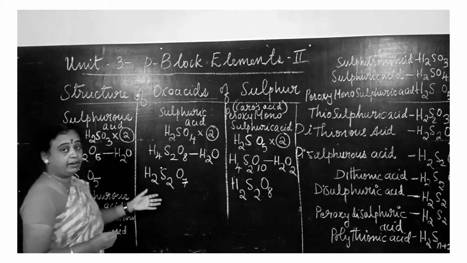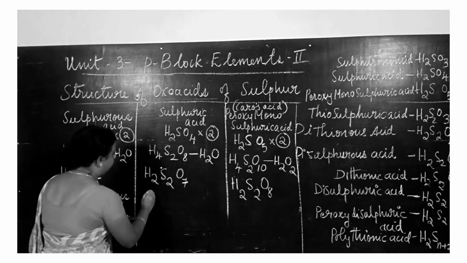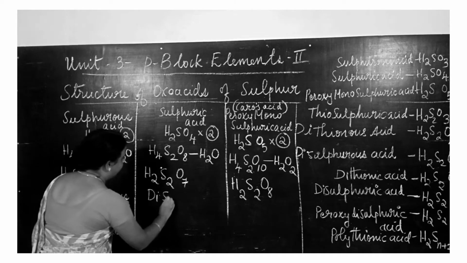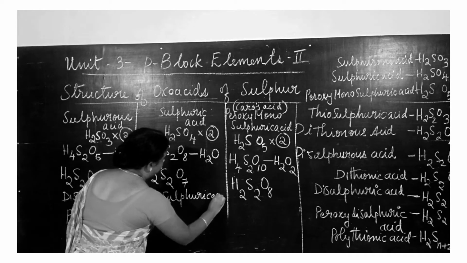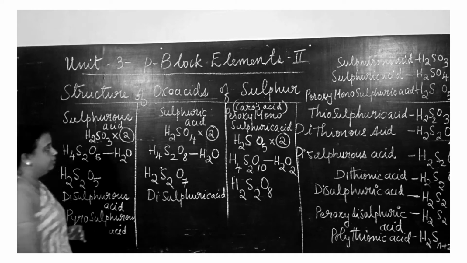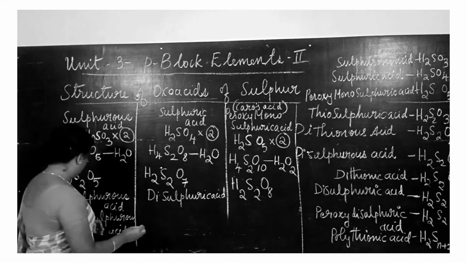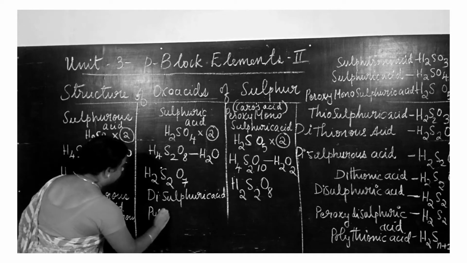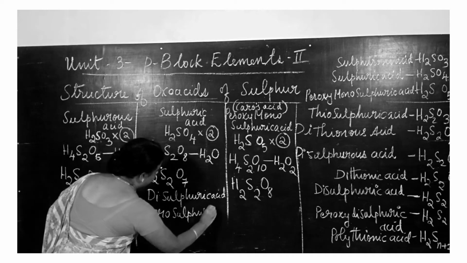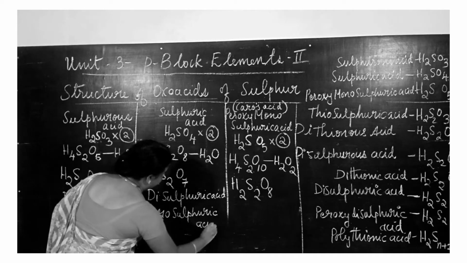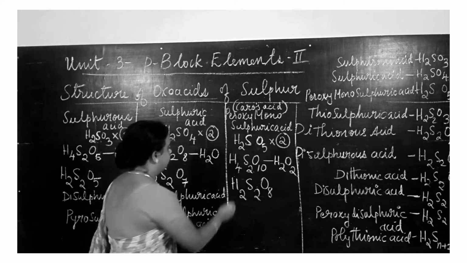Okay, now let us write the name for this structure. So here also, because it is multiplied by 2, you can write it as disulfuric acid. Because a water molecule is lost by heating, that can be written as pyrosulfuric acid. Fine.